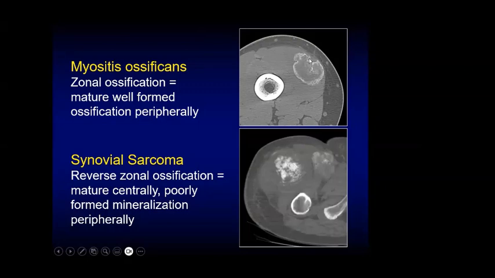The myositis ossificans is a benign pathology, and it demonstrates zonal ossification, which is mature in the periphery and less mature in the center. Synovial sarcoma does the opposite. The ossification is more mature in the center and less mature in the periphery. So this reverse zonal phenomenon is malignant, zonal phenomenon is benign. So this is how we differentiate between them. So synovial sarcoma is very characteristic.